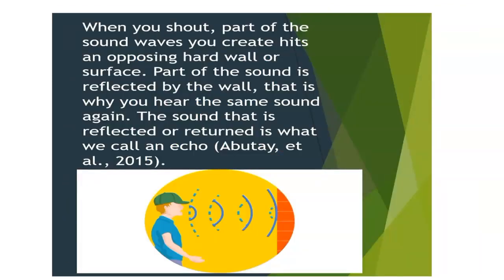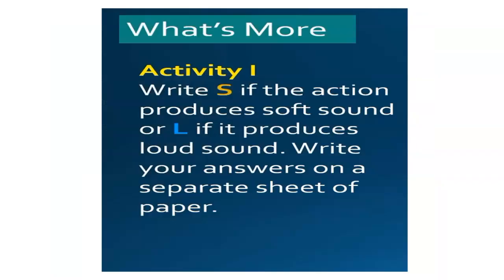When you shout, part of the sound waves you create hits an opposing hard wall or surface. Part of the sound is reflected by the wall. That is why you hear the same sound again. The sound that is reflected or returned is what we call an echo.